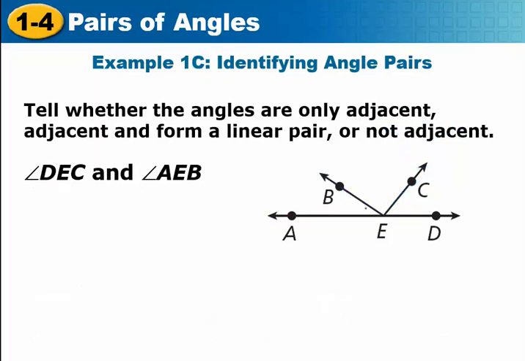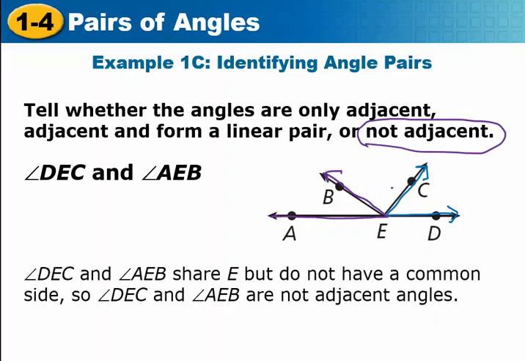Okay, one more to try. DEC and AEB. Now, this time I did not have a common side. They don't touch each other. So they can't be a linear pair, because linear pairs always are adjacent. So they're just not adjacent. There's nothing else that they can be because they don't have a common side.